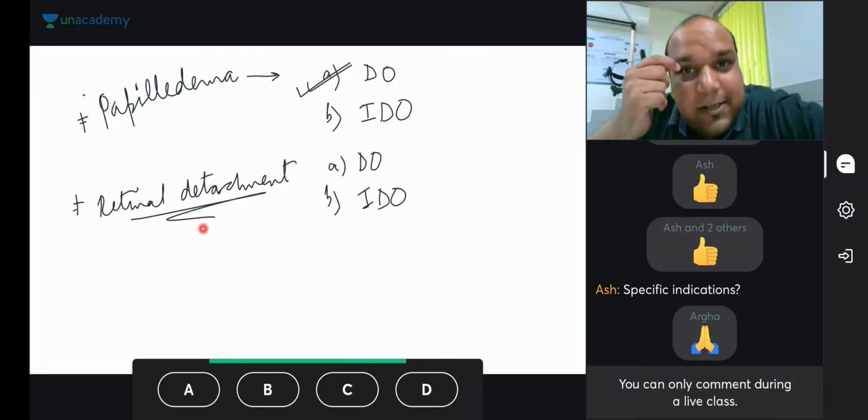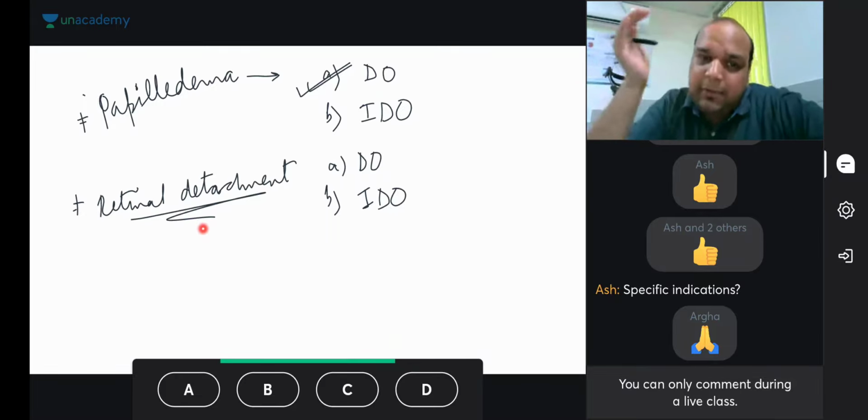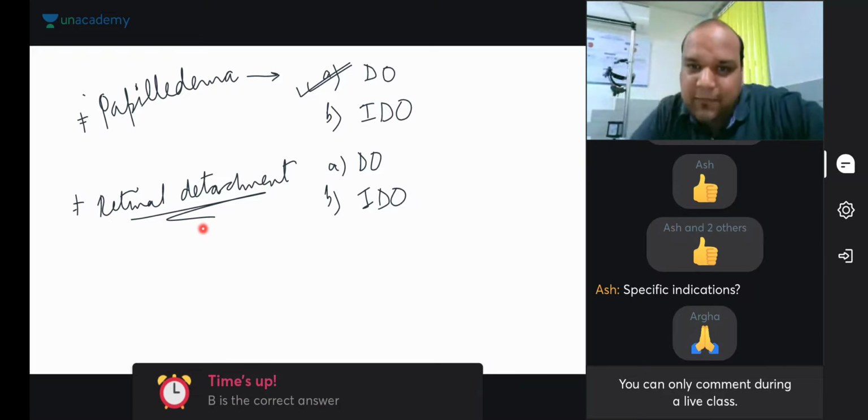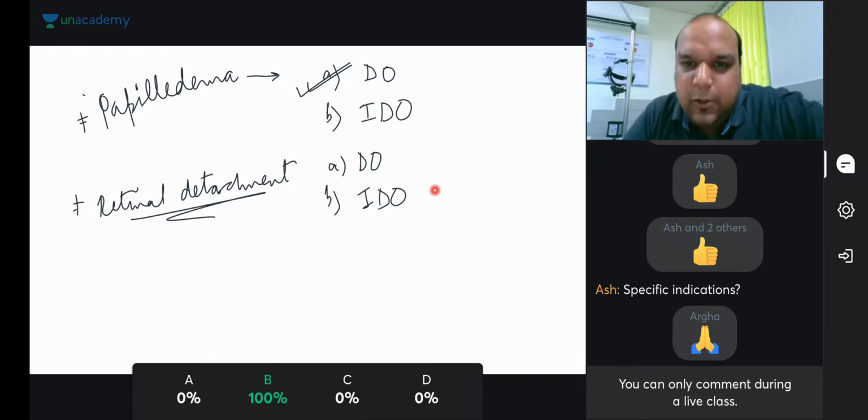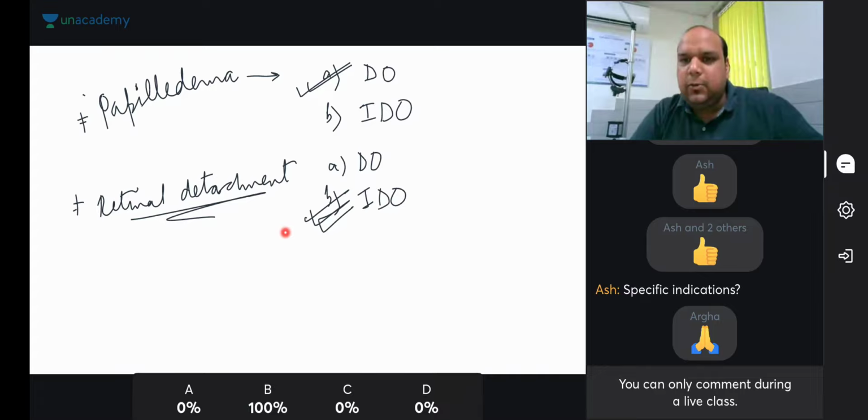Retinal detachment will not be restricted to the central part of the retina. It can occur near the ora serrata also. That means for a case of retinal detachment, you need to examine the center as well as the periphery. Because you want to examine both, you will need to do indirect ophthalmoscopy.